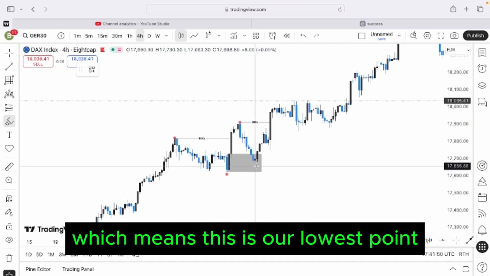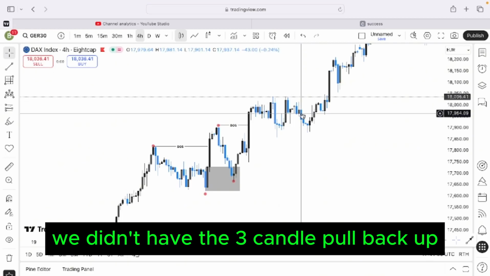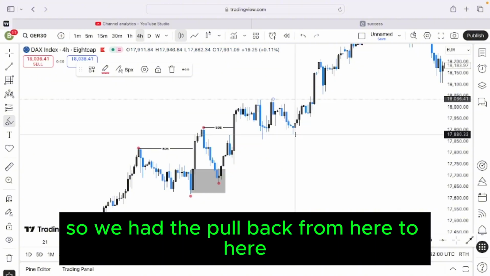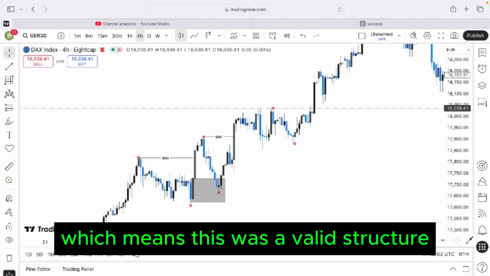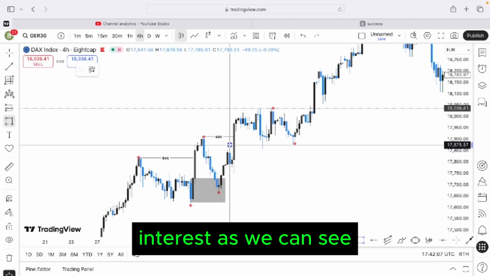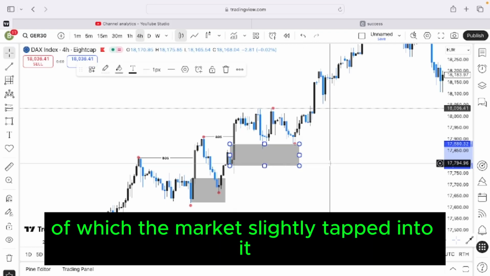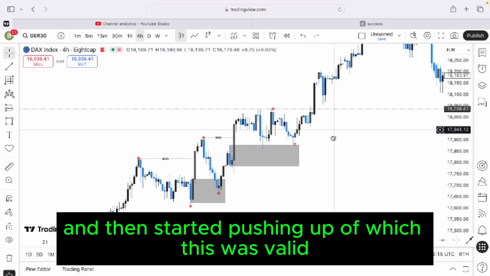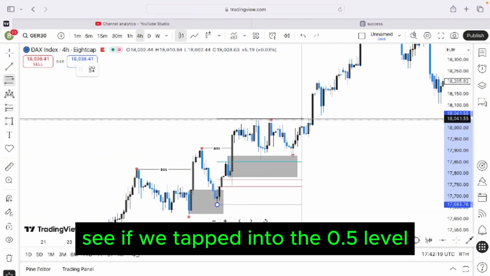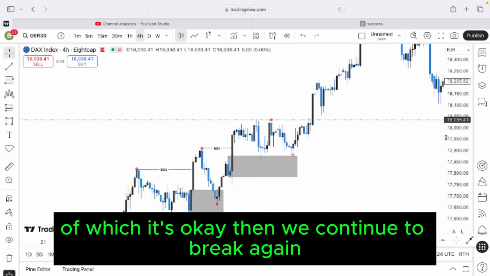And then we had another break of structure, which came up around that point, which means this is our lowest point. And if we try and look for our highest point, we didn't have the 3 candle pullback up until this point here. So we had the pullback from here to here, which means this was a valid structure, even though we didn't pull back into an area of interest. As you can see, this was an area of interest again, which the market slightly tapped into, mitigated, and then started pushing up, which was valid. And if you try and use the fib tool, see if we tapped into the 0.5 level, you can see that we didn't tap into that 0.5 level, which is okay.